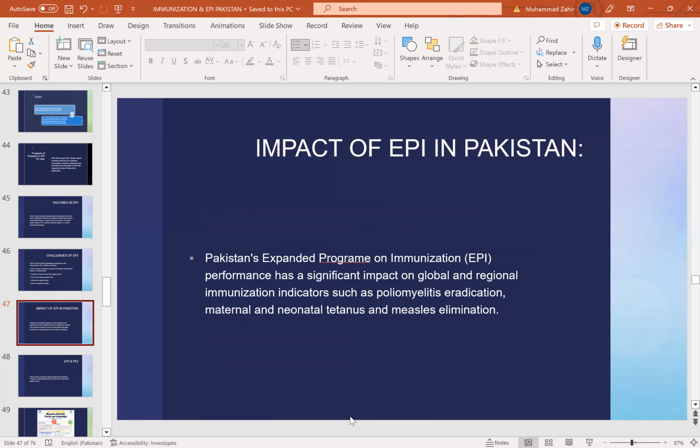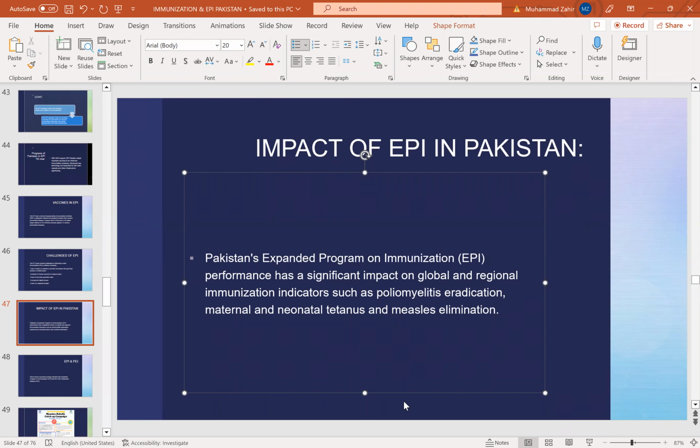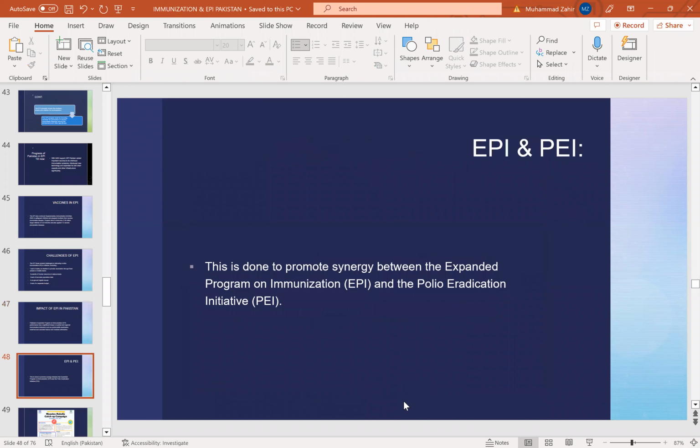Impact of EPI in Pakistan. EPI performance has a significant impact on global and regional immunization indicators, such as poliomyelitis eradication, maternal and neonatal tetanus, and measles elimination. EPI and PEI: this is done to promote synergy between the expanded program on immunization and the polio eradication initiative.